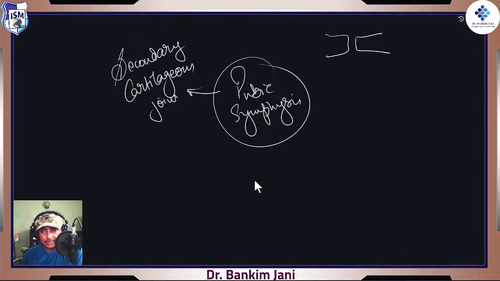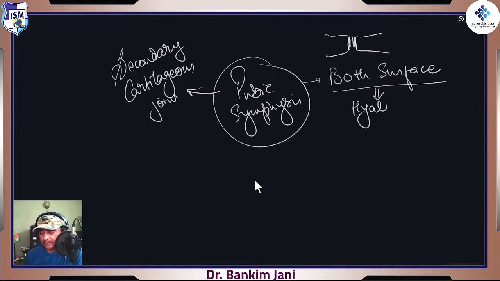So that is cartilage. In the previous case, on one side there was hyaline cartilage, on the second side there was fibrocartilage. Here, no confusion. Both these surfaces, that is this and this, are having hyaline cartilage.